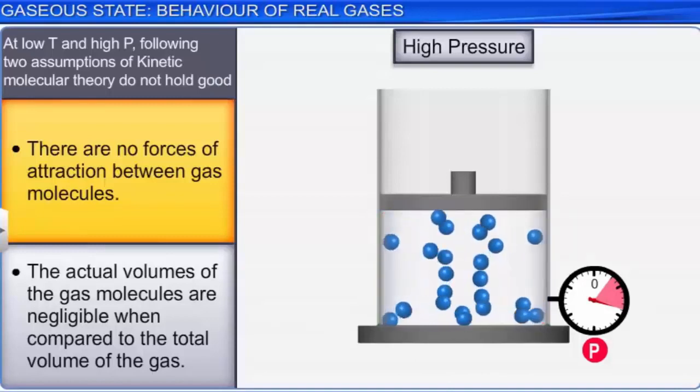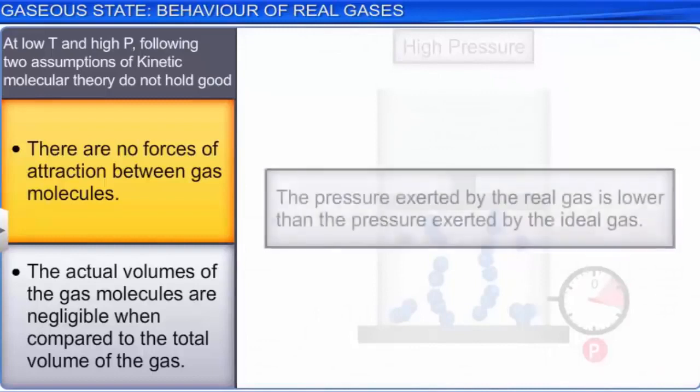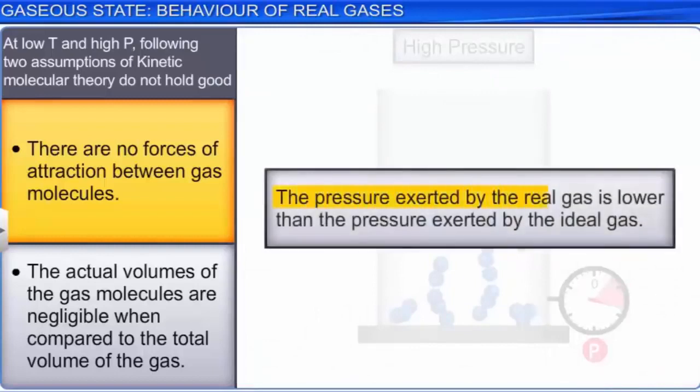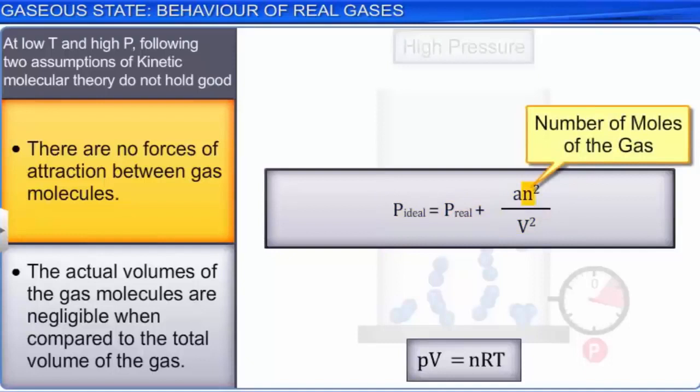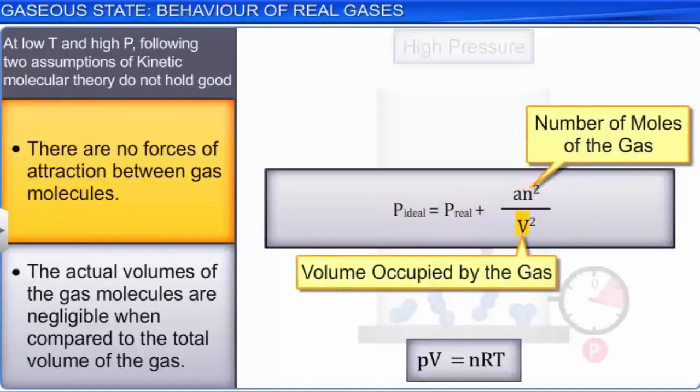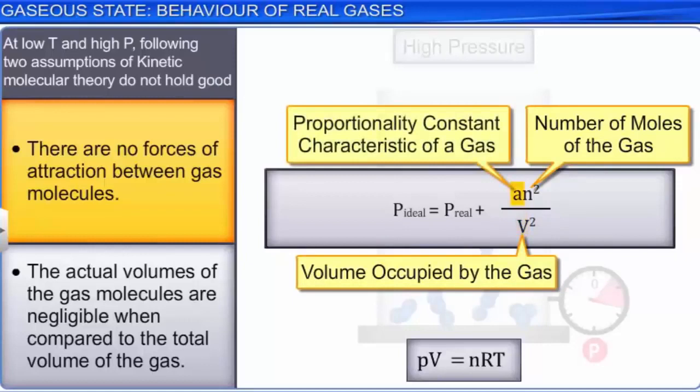Thus, we can say that the pressure exerted by the real gas is lower than the pressure exerted by the ideal gas. Hence, the pressure in the ideal gas equation is corrected as P ideal equals P real plus a n squared divided by V squared, where n is the number of moles of the gas, V is the volume occupied by the gas, and a is the proportionality constant characteristic of a gas.